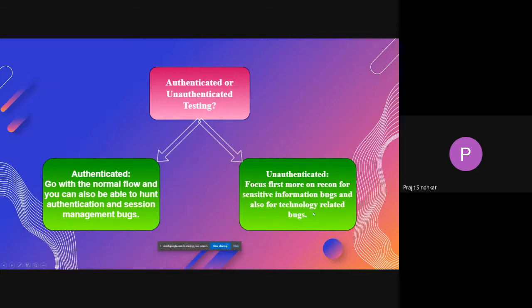Now, most of the bugs we learn easily or find easily are related to session and authentication bugs. Okay, so if that is removed, a great part of the bugs we find is removed. So do you have to stop? No. If it is authenticated, go with the normal flow, and you can hunt authentication and session management bugs as you wish. And if it is unauthenticated, then focus more on recon for sensitive information bugs. FFUF, dirsearch is your best friend in this case.